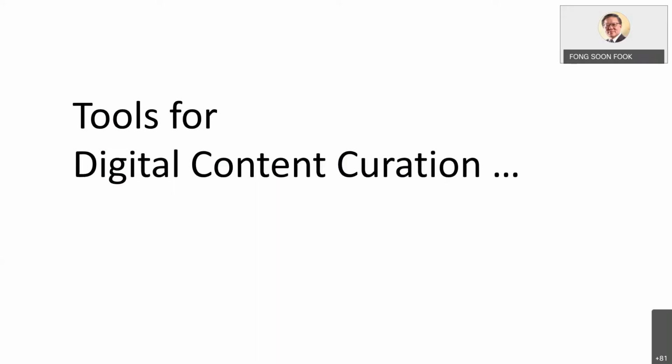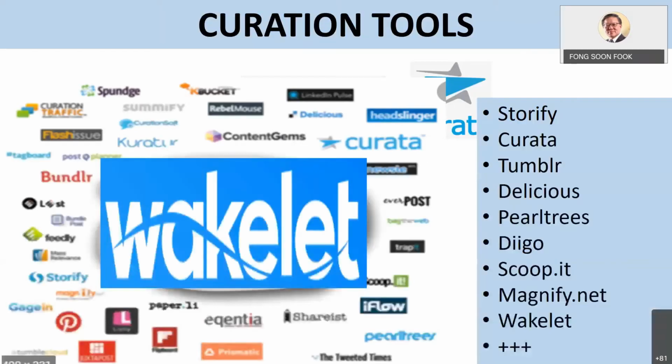So what are the tools that people use for digital content curation? Next slide. There are many example curation tools. There was Storify, which was the most popular until a few years ago. They stopped because of some business strategy. Then Curata, Tumblr, Delicious, there are many. But among them, I found Wakelet is open source. That's what we love, open source. It's free of charge. And it is truly powerful. Next slide, please.